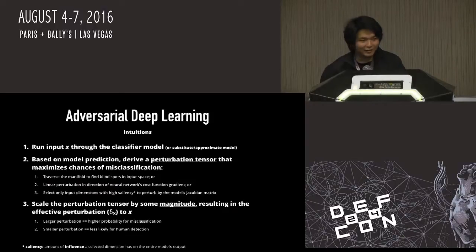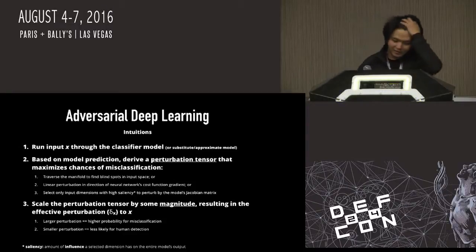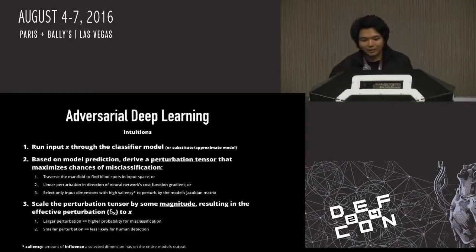So how do you generate images like that? How did I generate images like that? The intuitions are just 3 steps. The first thing is you have to run the input through a classifier model, then based on the model prediction, derive a tensor, a vector, a matrix that maximizes the chances of misclassification. You can do this in 3 methods that we'll touch on a bit later.